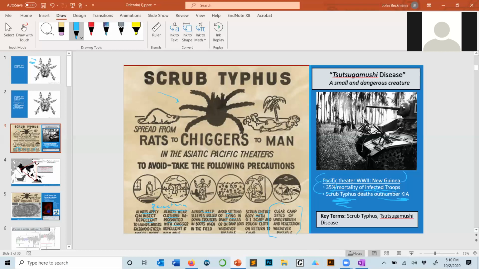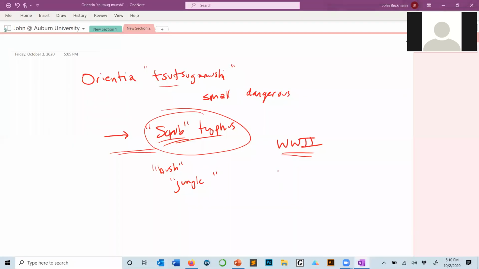And this is one reason why the Army still has a very vested interest in researching vector-borne diseases. Many of the advances in vector biology are funded and driven by interest from the Army. That's a pattern that recurs today. Okay, so back to the slides.